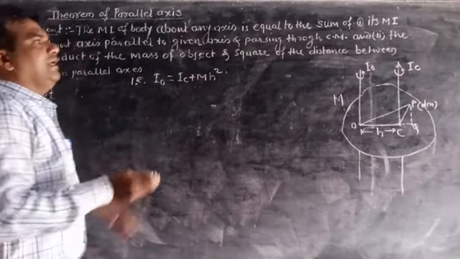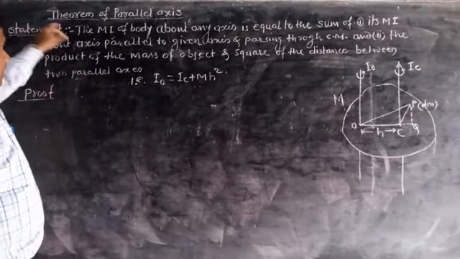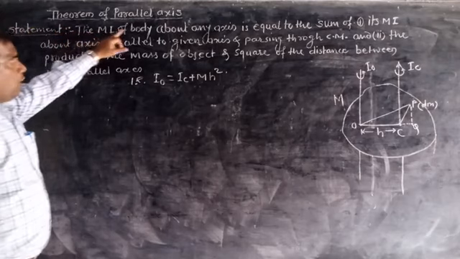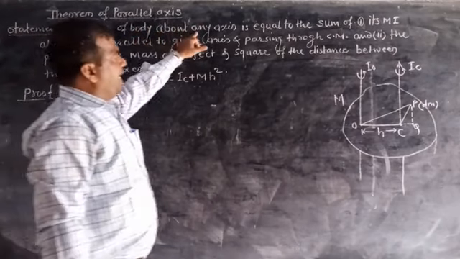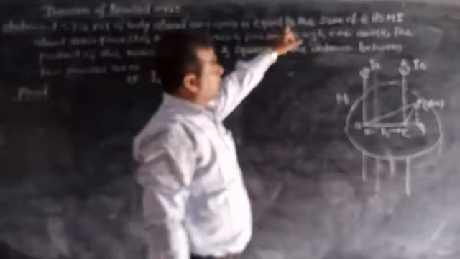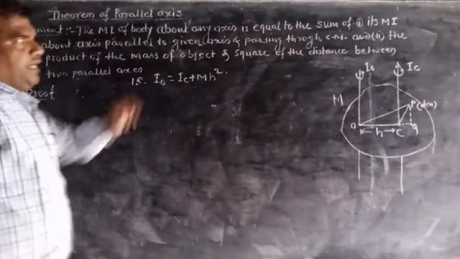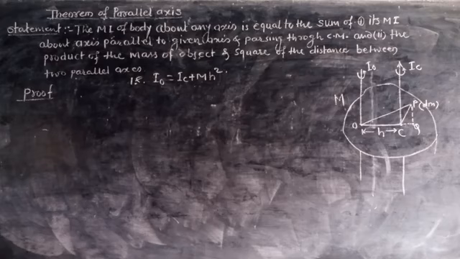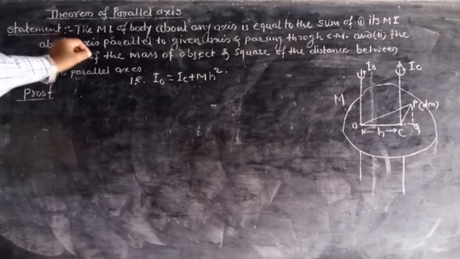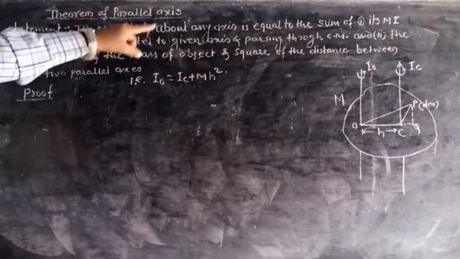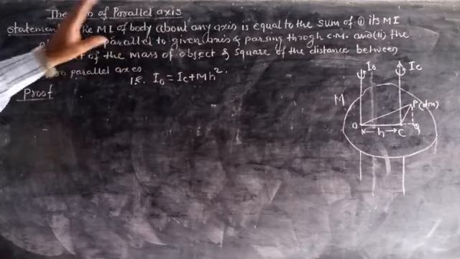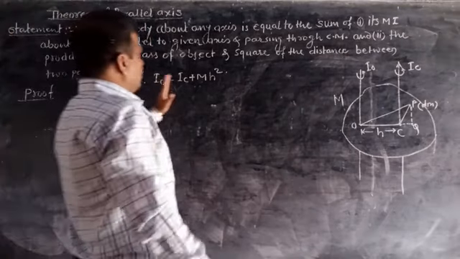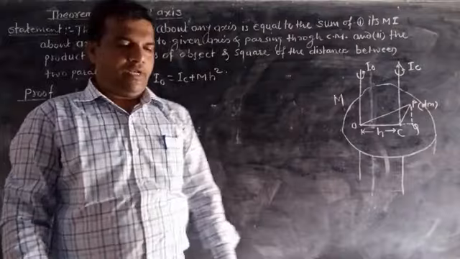This statement is stated as: the moment of inertia of a body about any axis is equal to the sum of, number one, its moment of inertia about an axis parallel to the given axis and passing through the center of mass, and number two, the product of the mass of the object and the square of the distance between the two parallel axes. That is, IO is equal to IC plus Mh square.